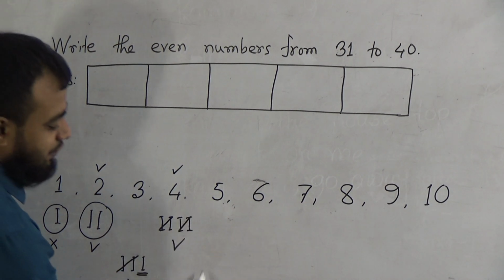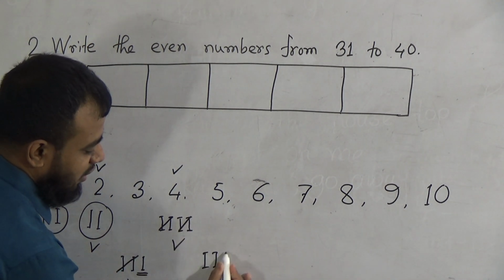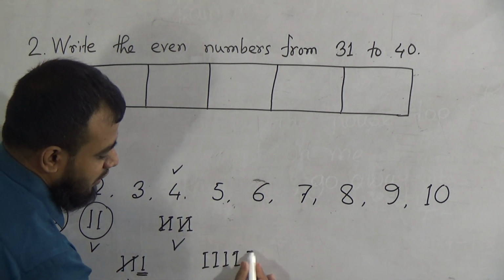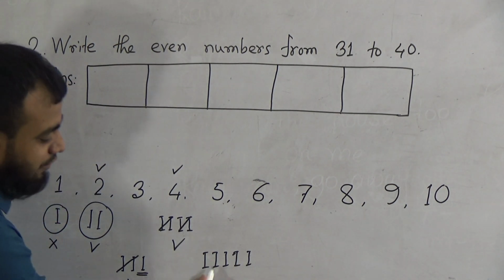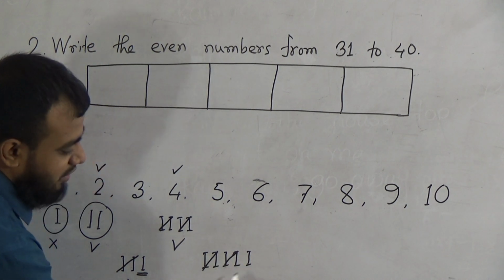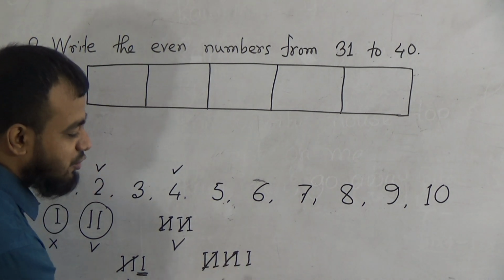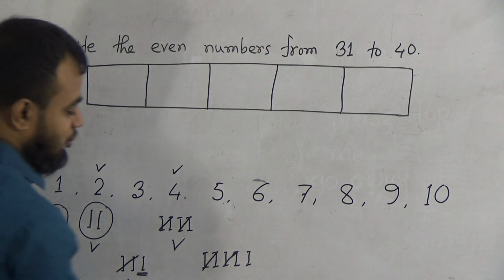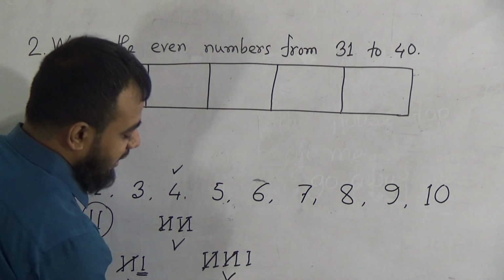Now we will test 5. Draw 5 sticks. 1, 2, 3, 4, 5. It's 5 sticks. Now in 5 these 2 sticks can make a pair. These 2 sticks also can make a pair, but this stick remains alone. That's why 5 can't make a pair. So 5 is not an even number.